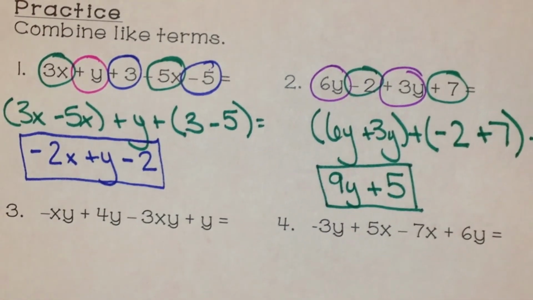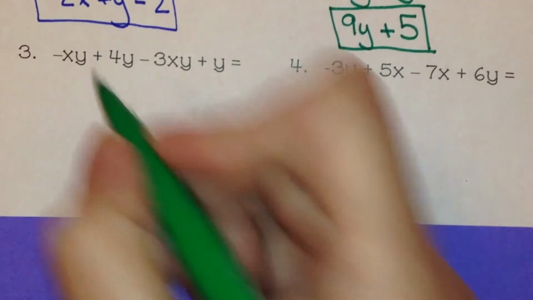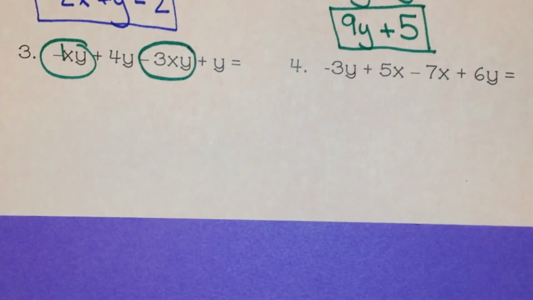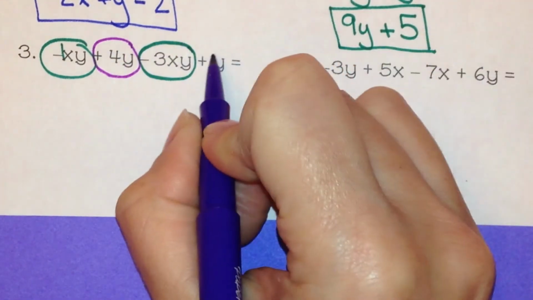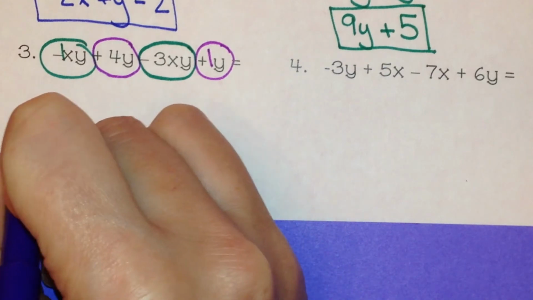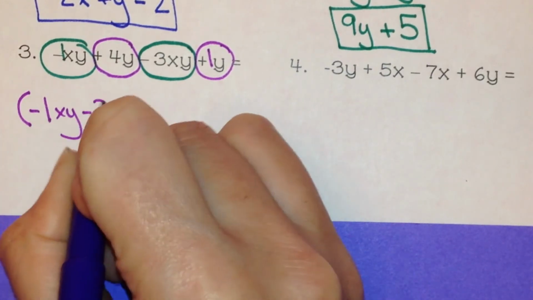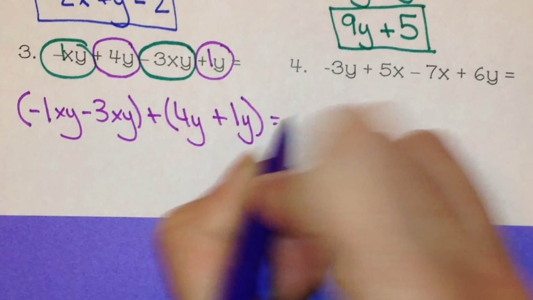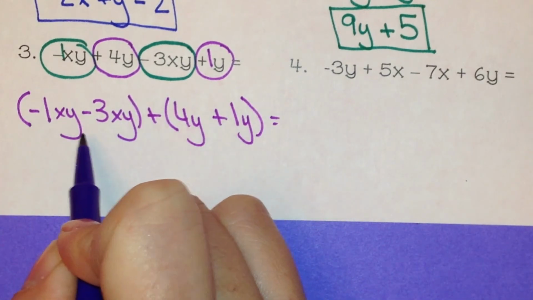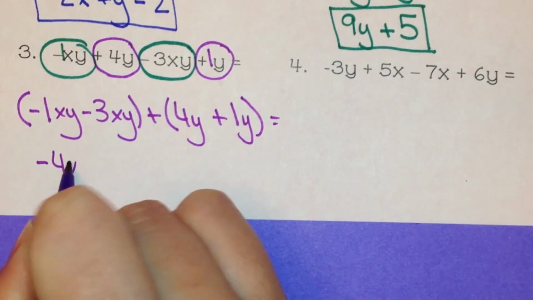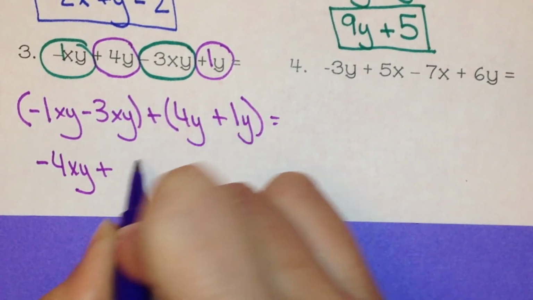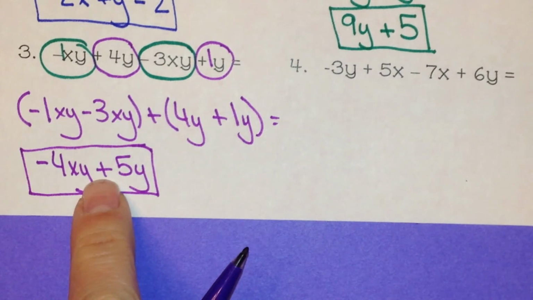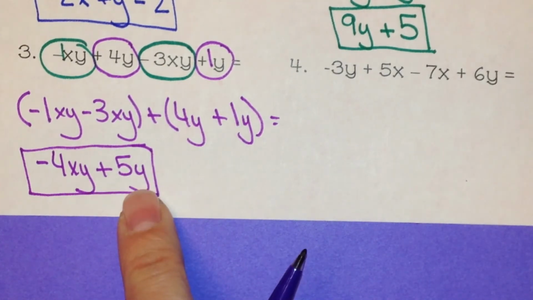All right, last ones. Okay, we have a negative xy, negative 1xy, a negative 3xy, a plus 4y, and a plus 1y. So negative 1xy minus 3xy plus 4y plus 1y. All right. Okay, we have xy's here. So negative 1 minus 3 is negative 4xy plus 4 plus 1 is 5y. Okay, they do both have y's in them, but this one has x times y. And this one's just y, so we cannot combine them.